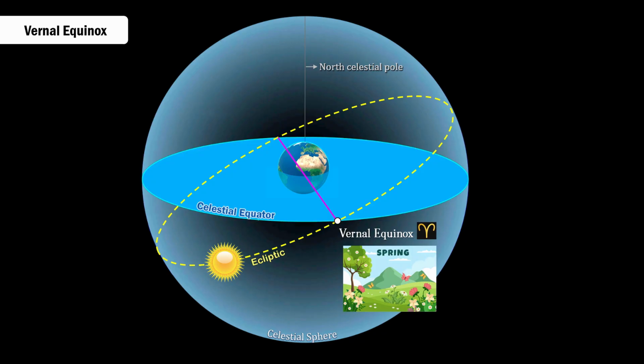At the opposite end of the fuchsia line lies the second intersection point. It marks the moment when the sun crosses the celestial equator from north to south during the September equinox, announcing the arrival of autumn in the northern hemisphere. Now you know what the vernal equinox is, a key reference in astronomy.